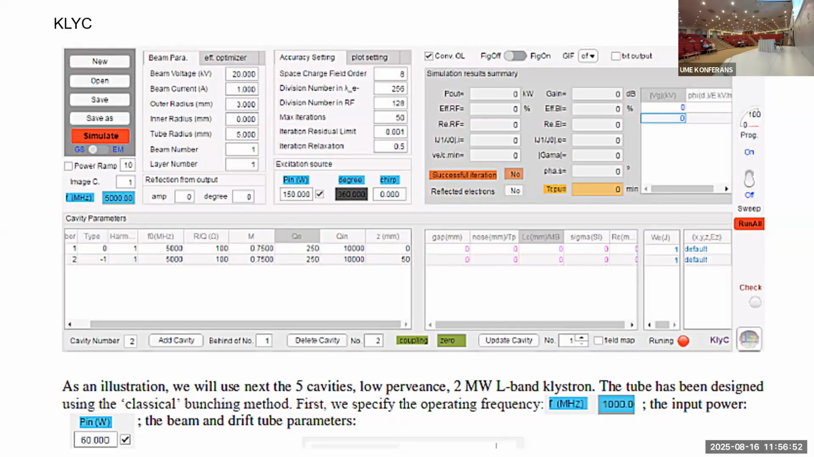I'll give some examples too. And sigma. This is the one. This is LC in millimeters as the gap length. And the sigma, the conductivity of the material.